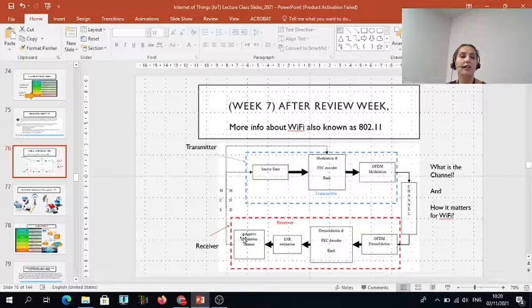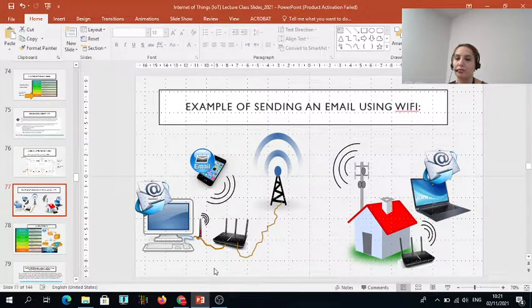So someone in the class asked me, what exactly happens when I'm sending an emoji from my phone, or sending a message using my phone and I'm using Wi-Fi? What exactly happens? So I have a nice slide here, just referring to Wi-Fi particularly. Just imagine your friend is living on the other side of the world and you are sending an email using Wi-Fi to your friend.